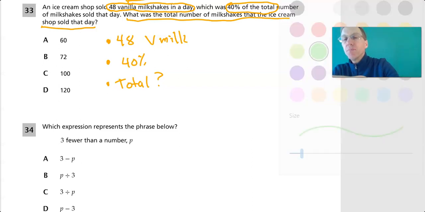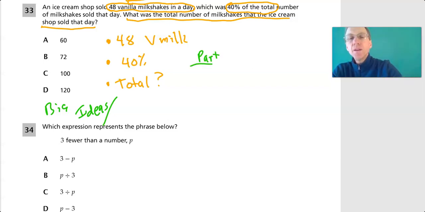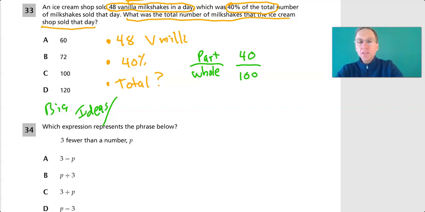And remember, the big idea, again, these big ideas, this is parts. When you talk about a percent, the big idea is you have a part and you have the whole. So in this case, we have 40% is the part. That means 40 out of 100. The 100 is the whole. And there are several easy ways to set this up, but with percents, you can think of the big idea: you have part and whole.